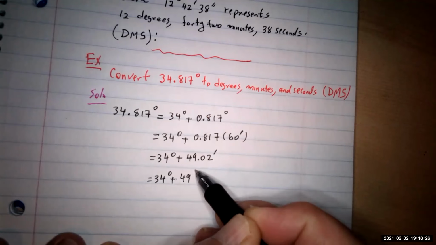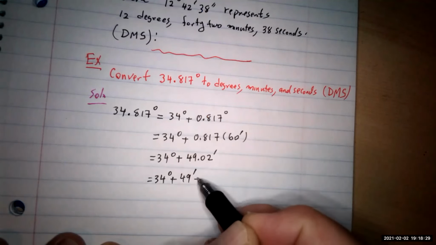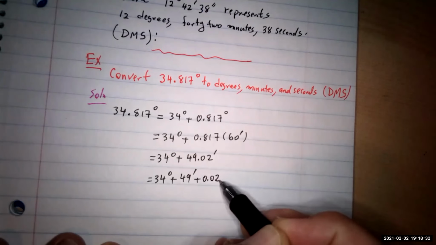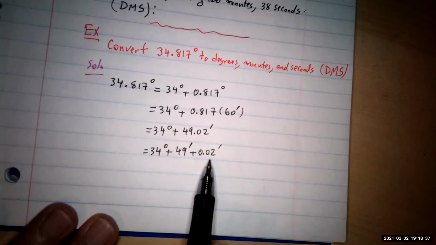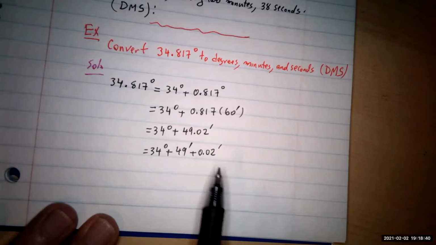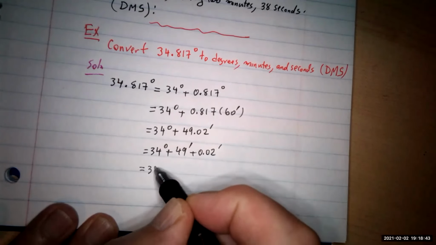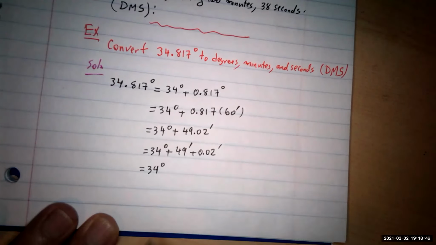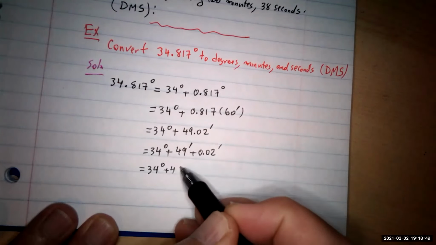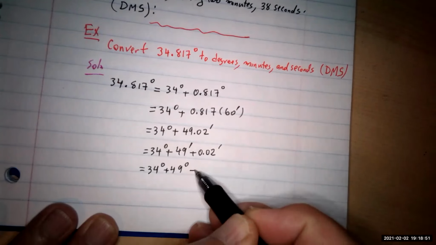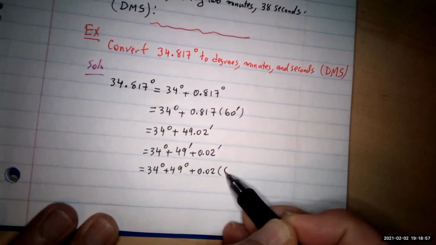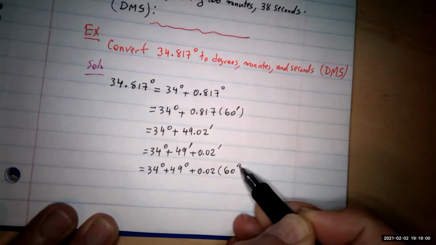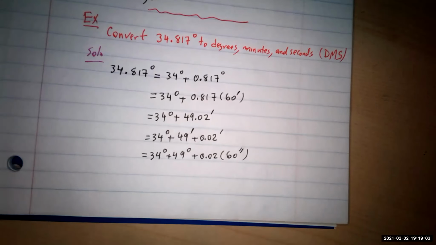It's 49 minutes, plus the leftover, which is 0.0202 minutes. So you keep the 49, but you change this portion. Now we change it to seconds by multiplying by 60. So this is going to be 34 degrees. Now we get 49 minutes. We multiply the decimal part by 60 to change it into seconds. Any question?